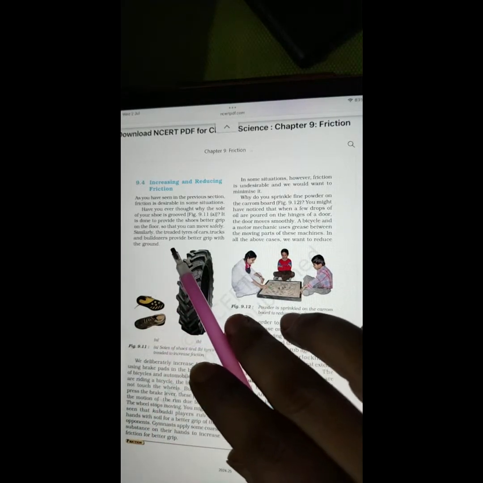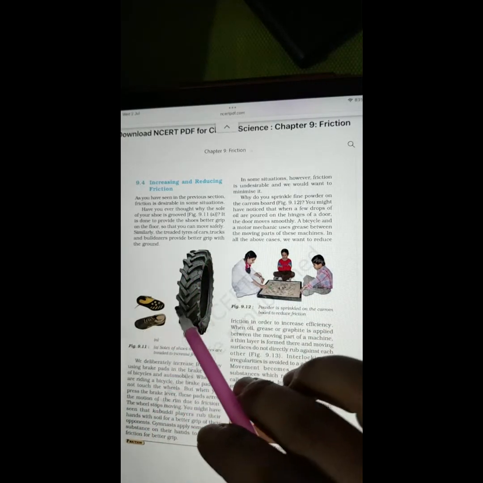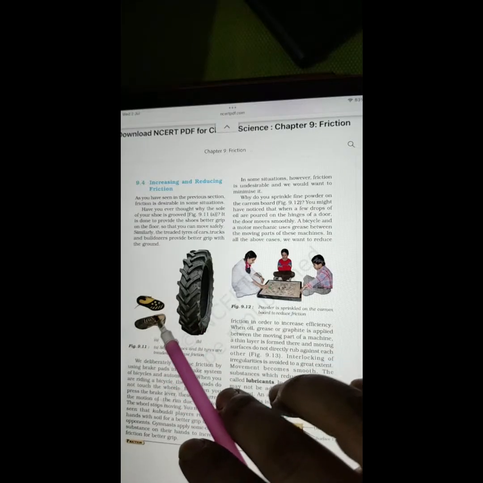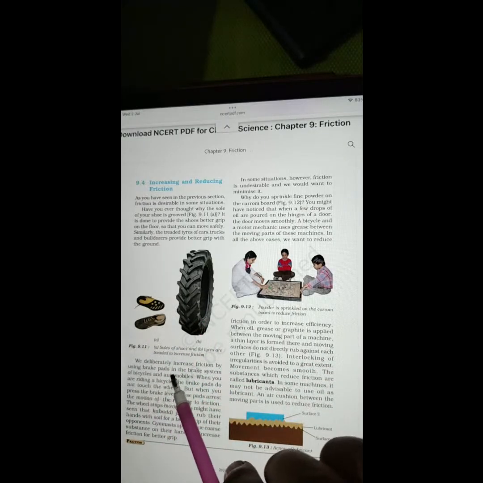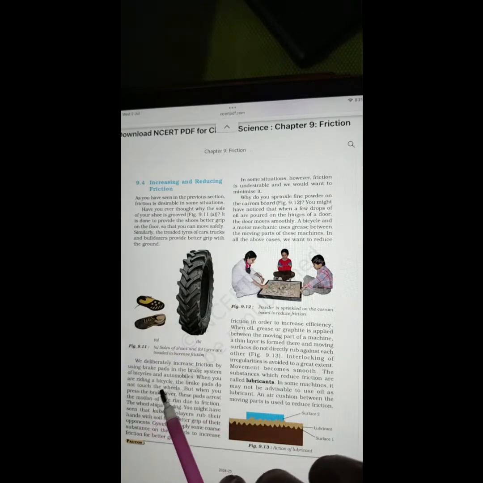The images are being given here for the shoes and for the tires. We deliberately increase friction by using brake pads in the brake system of bicycles and automobiles. When you are riding a bicycle, the brake pads do not touch the wheels. But when you press the brake lever, these pads arrest the motion of the rim due to friction. The wheel stops moving.